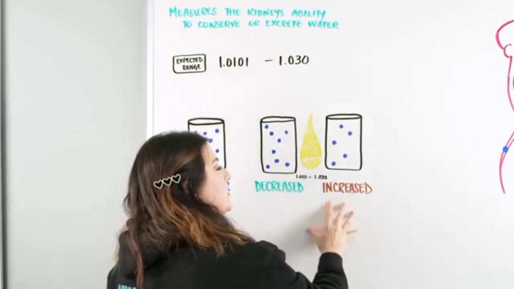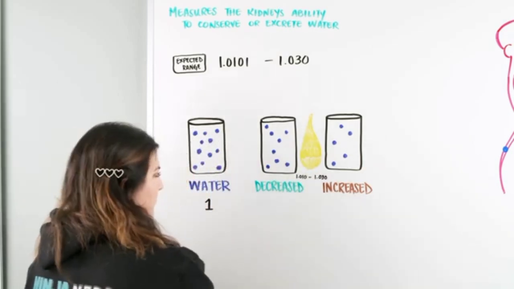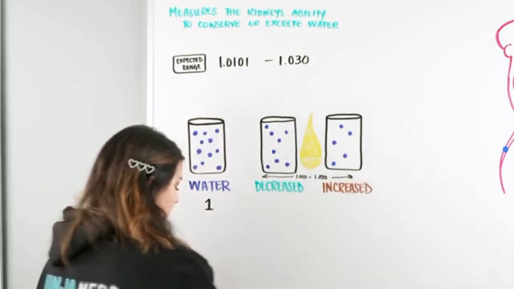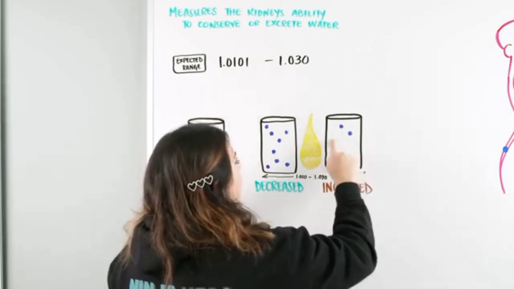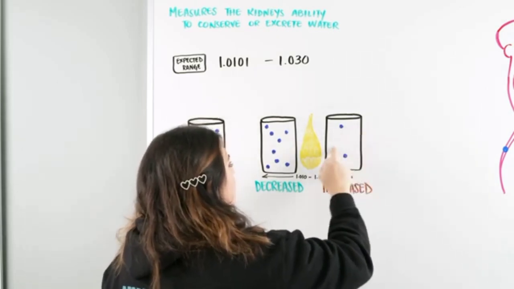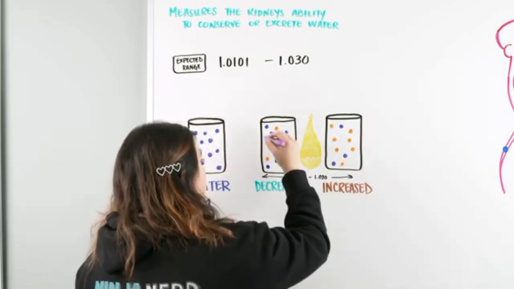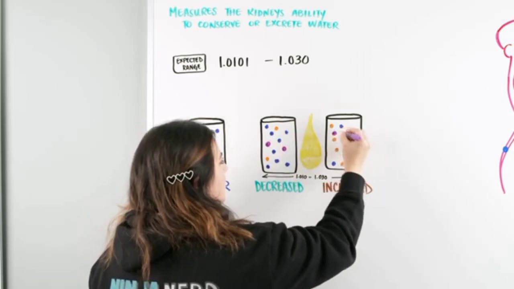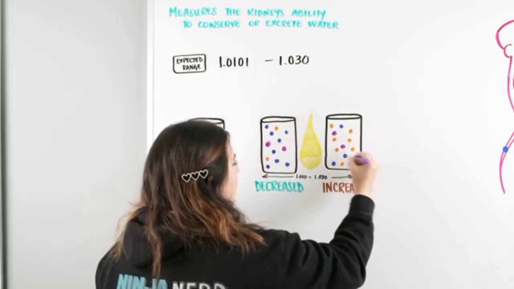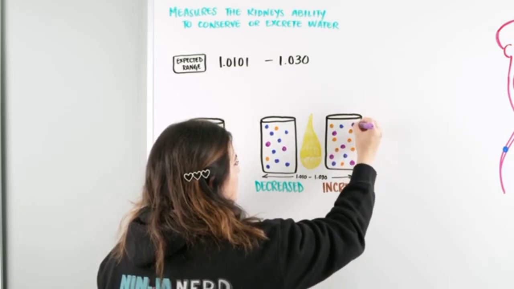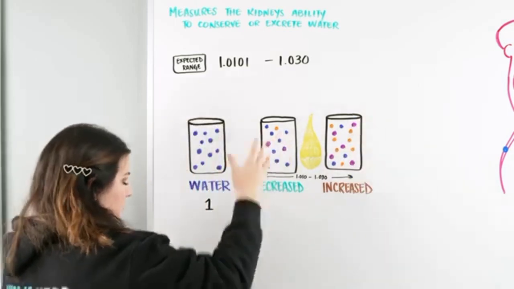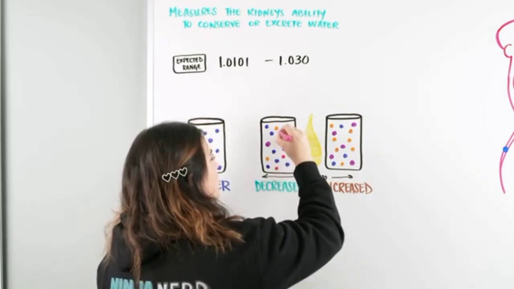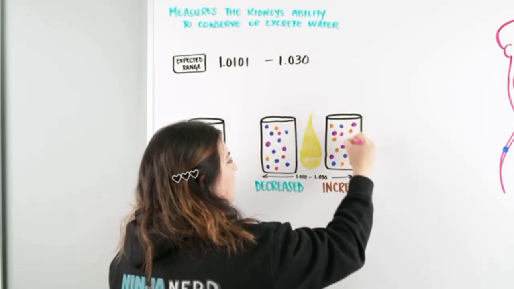On the other side, if it's increased, if it's higher than this range, then we are going to have maybe less water. But that's not the only thing in urine. We could also have salt. We all know about sodium, right? So you're going to notice that within the decreased amount, we have more water molecules, versus the increased, which is going to have more stuff in it.